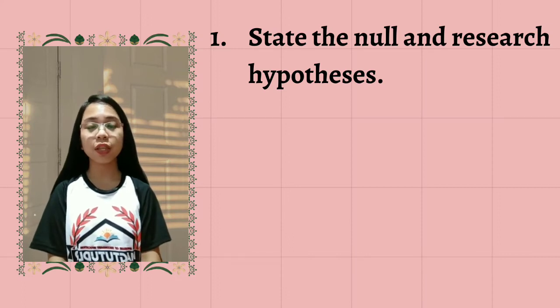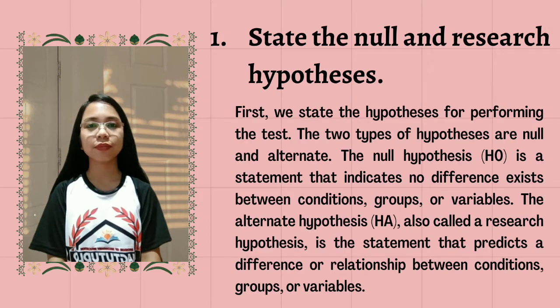The first method is to state the null and research hypothesis. We state the hypothesis for performing the test. The two types of hypothesis are null and alternate. The null hypothesis is a statement that indicates no difference exists between conditions, groups, or variables. The alternate hypothesis, also called a research hypothesis, is the statement that predicts a difference or relationship between conditions, groups, or variables.